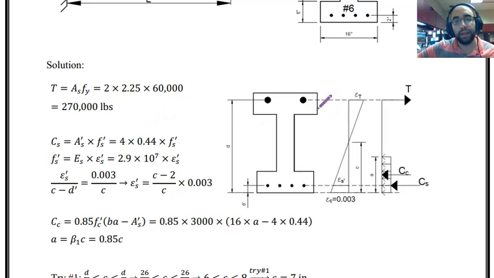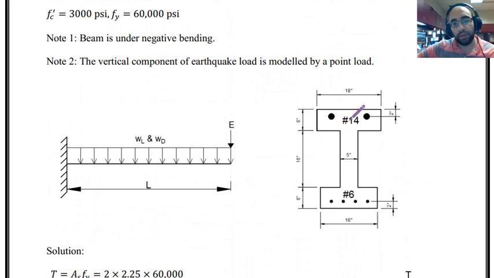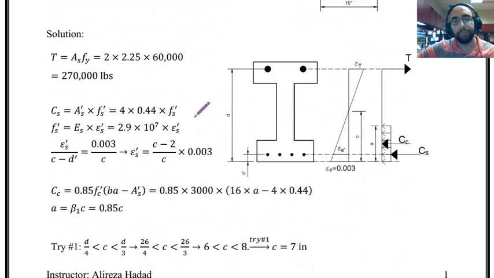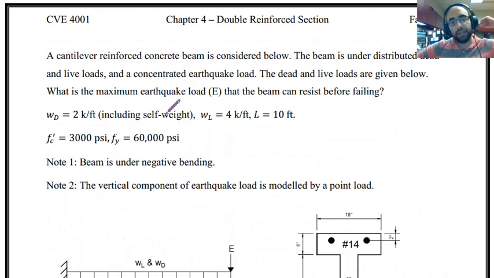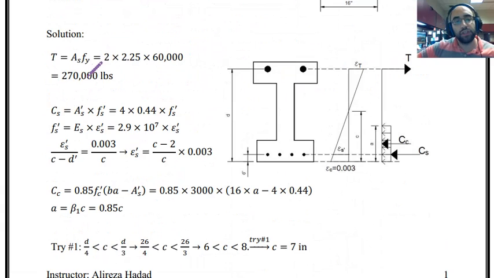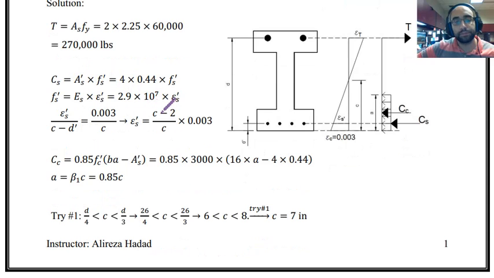As is the area of tensile reinforcement. We have two number 14 bars. As you can see, it is specified in the question. We have number 14 bars at the top. So area of each number 14 is equal to 2.25. And then fy is mentioned as 60,000 psi, or grade 60 steel is used for reinforcement. So tension is equal to 2 multiplied by 2.25 multiplied by 60,000 and that is 270,000 pounds.